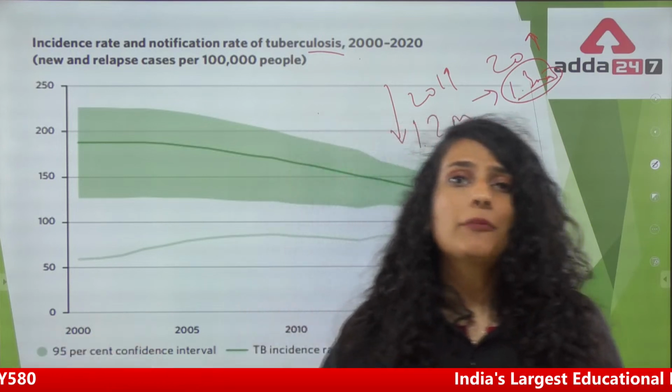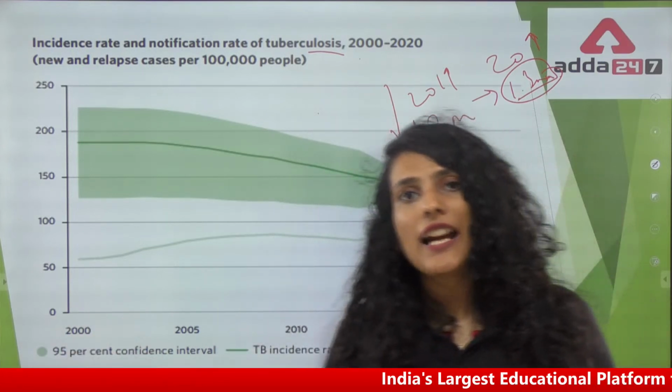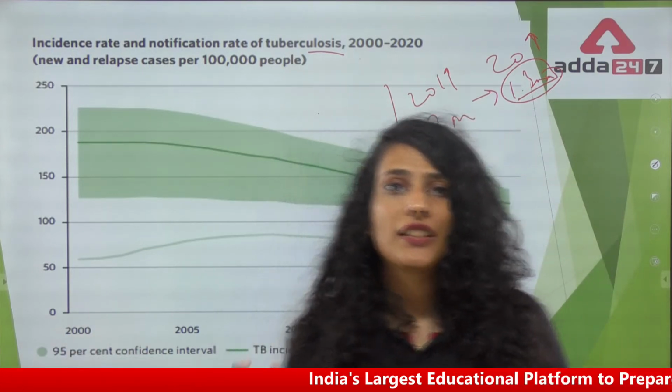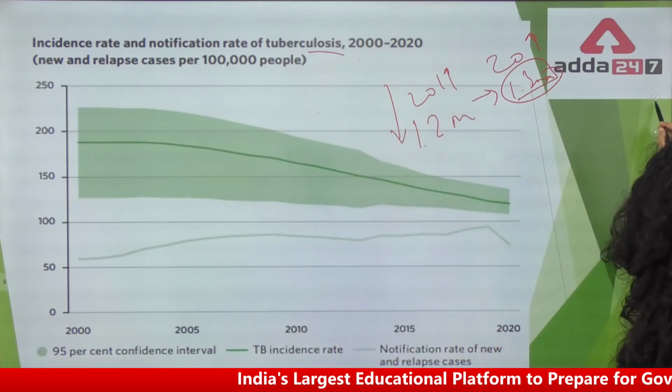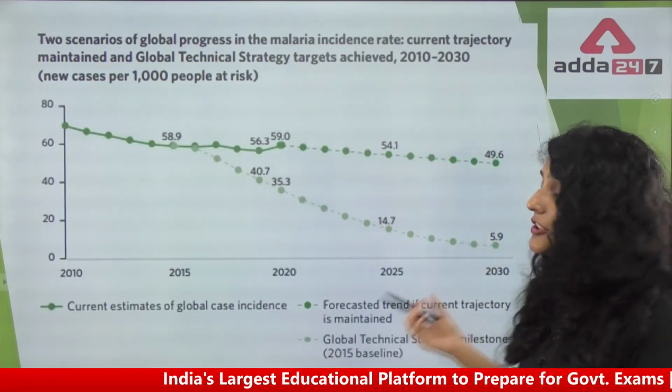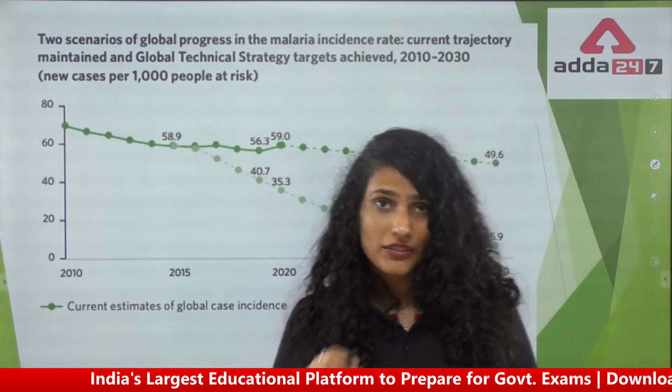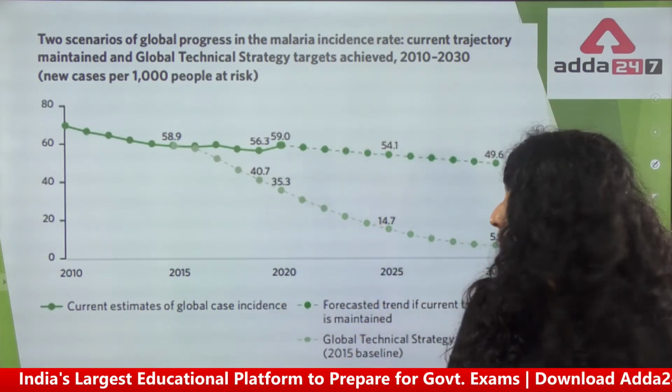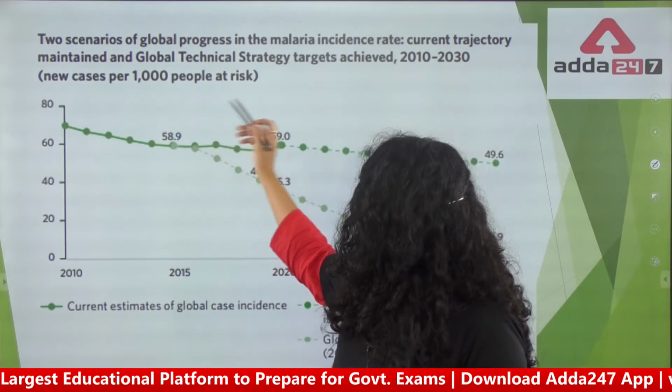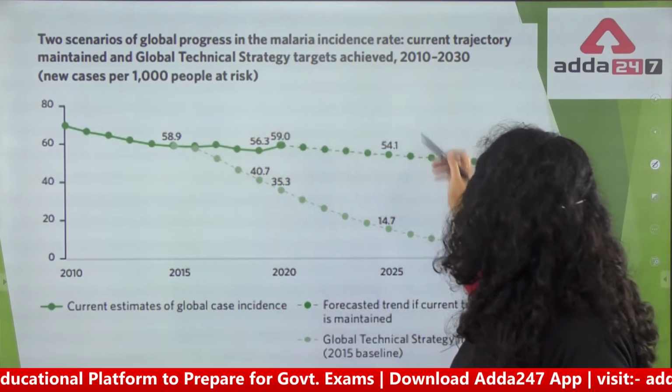incidence of underreporting of cases. Other than that, lack of access to service delivery and healthcare because of the pandemic, because of the resource burden and the crunch that happened because of the pandemic. Okay. So 2 scenarios of global progress.